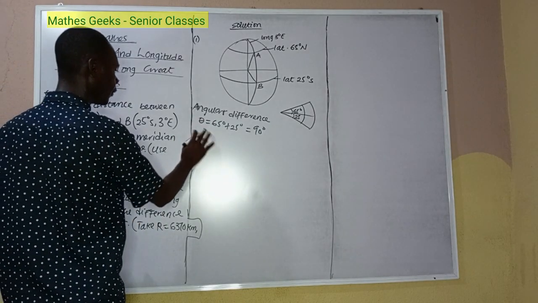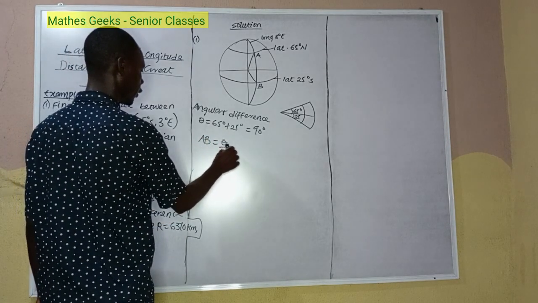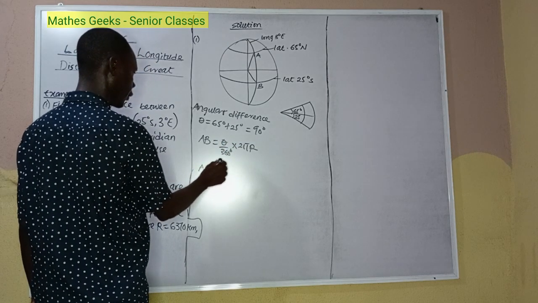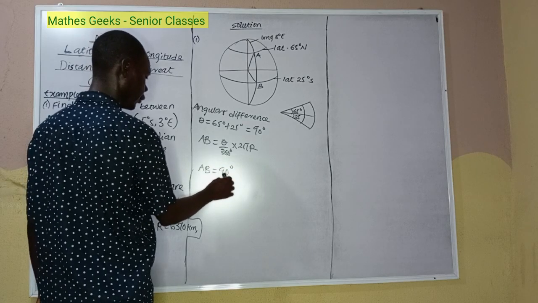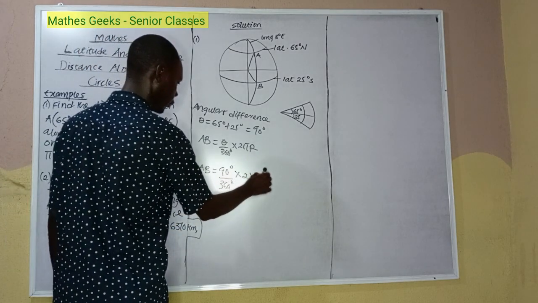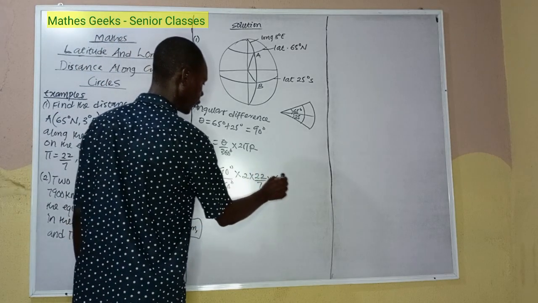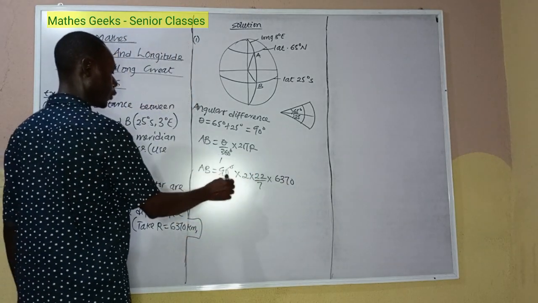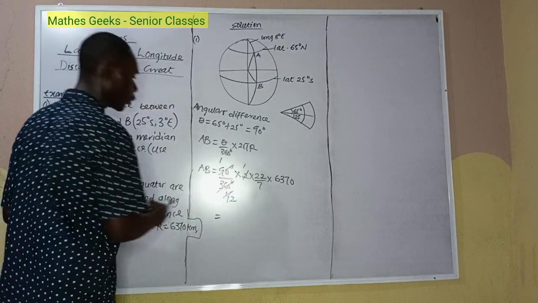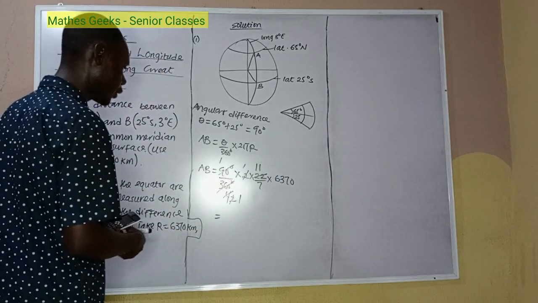Alright, so the distance between A and B, so AB is equal to theta over 360 degrees times 2 pi r. So AB is equal to 90 degrees over 360 degrees times 2 times pi, which is 22 over 7, times 6,370. Alright, so 90 into 360 is 4, 2 into 22 is 11. So we're left with 11 times 6,370 divided by 7.